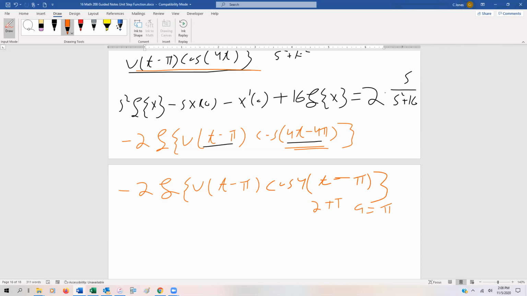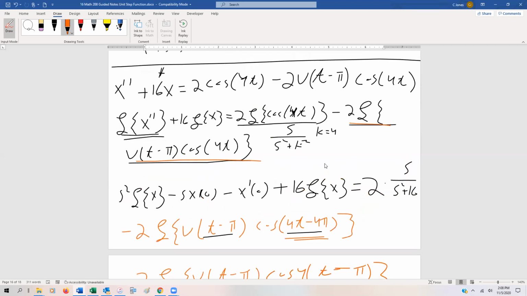Now we know that the Laplace of cos 4t, we can use this rule, s over s squared plus k squared. All right, so we're still going to have that k is equal to 4. We have a is equal to pi and k is equal to 4. And we have e to the minus as, right? And we have that minus 2 outside. So now let's copy everything down, right?